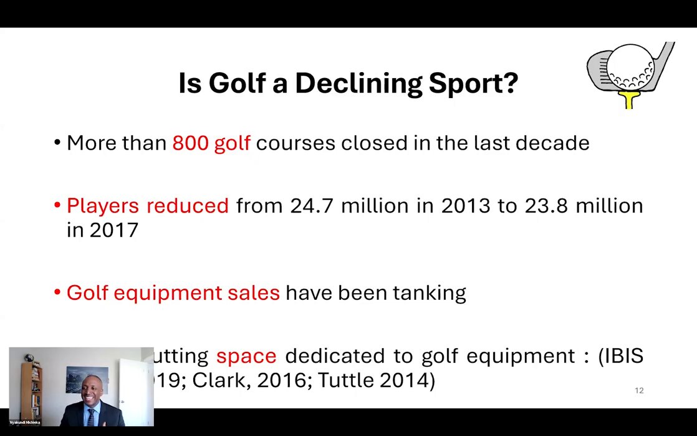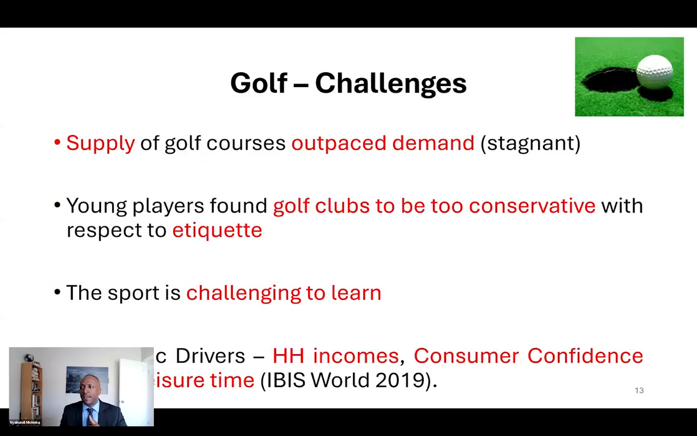Equipment sales have been tanking, and stores have also been cutting the space they dedicate to selling golf equipment. So golf has been going through some challenges nationwide. This has also been driven by the supply of golf courses. A lot of the new developments that come up sometimes have a golf course, and if you're doing this a lot, then you have an oversupply of golf courses.